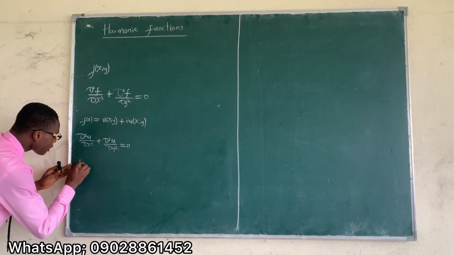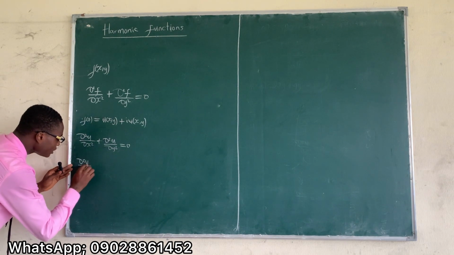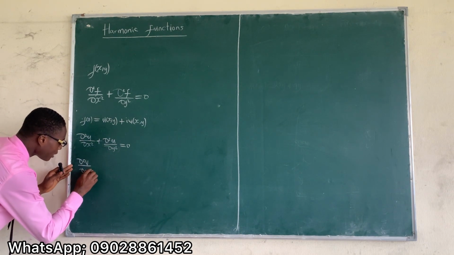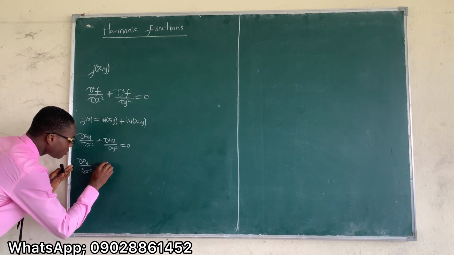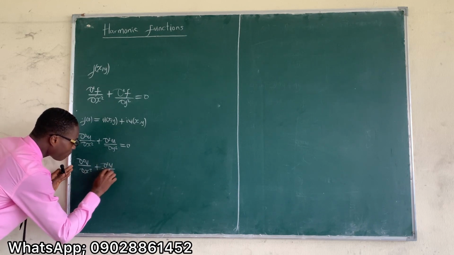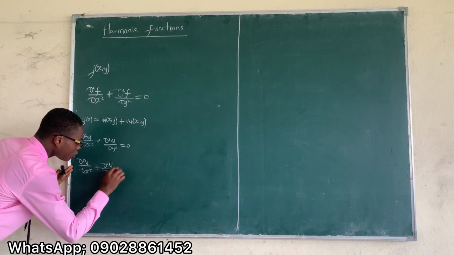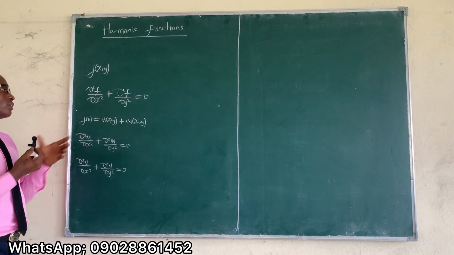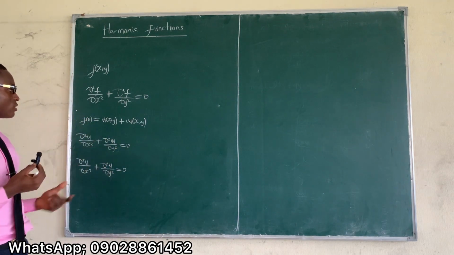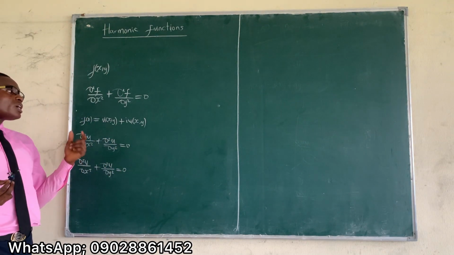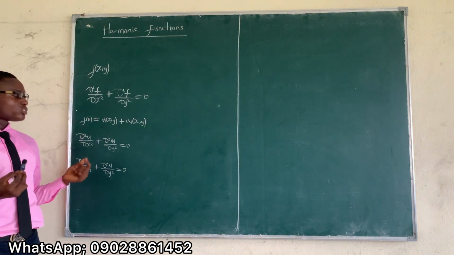Also, if the second partial derivative of the imaginary part with respect to x plus the second partial derivative of the imaginary part with respect to y is equal to 0, then the imaginary part is also harmonic. So let's take down one question there to illustrate.